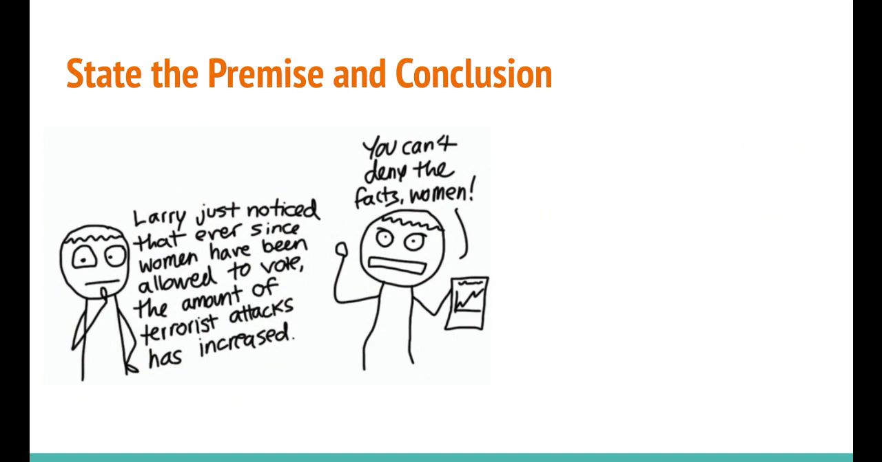Okay, here's another one. Let's state the premise and conclusion for this one. "Larry just noticed that ever since women have been allowed to vote, the amount of terrorist attacks have increased. You can't deny the facts, women." Okay, so one came before the other. Women were allowed to vote. So back on our historical timeline. And after that, the amount of terrorist attacks started to increase. I don't doubt that. The question really is, are these two linked? Does one cause the other?